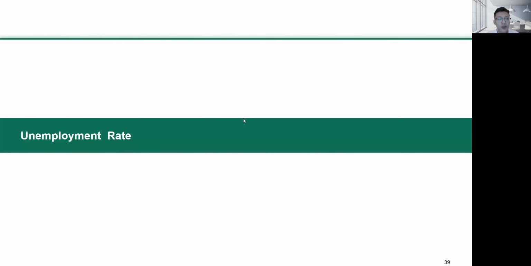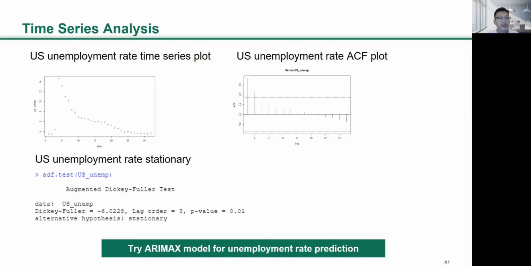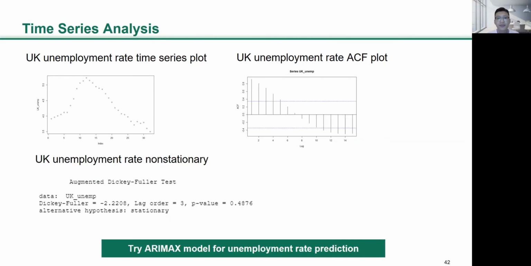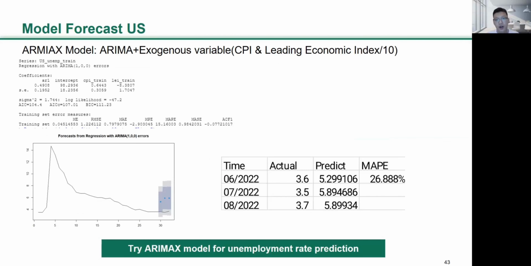Hello, I will introduce the unemployment rate prediction part. First, I will introduce the ARIMAX model. This is the time series analysis of the US unemployment rate: the plot, the ACF plot and the ADF test. We can see that the US unemployment rate is stationary, but the UK unemployment rate is non-stationary.